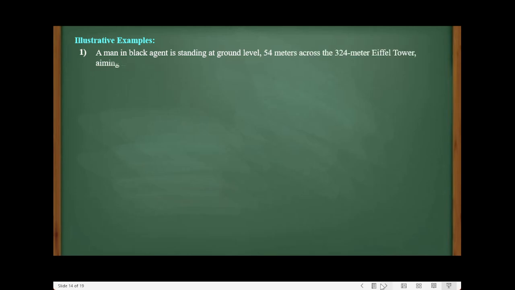Now let us start with some examples, some problems related to angle of elevation. The first one is: a man in black agent is standing at ground level 54 meters across the 324 meter Eiffel Tower, aiming his laser gun at the alien. At what angle of elevation should the agent shoot his laser gun?